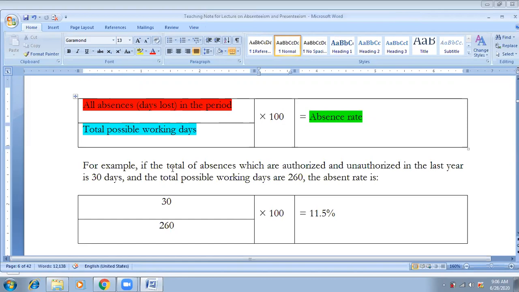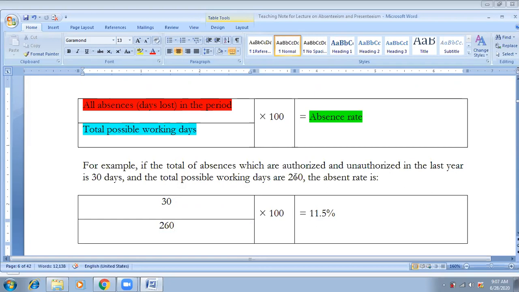This is an example. If the total of absences, authorized and unauthorized, in the last year is 30 days, and total possible working days are 260, then 30 divided by 260 and multiplied by 100 gives 11.5%. Understood?